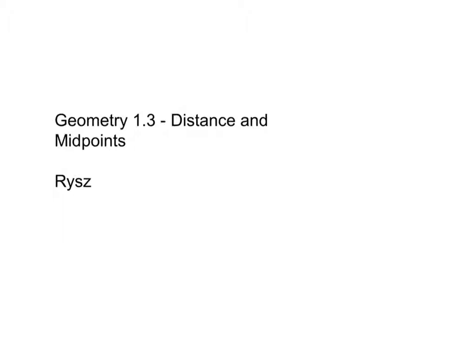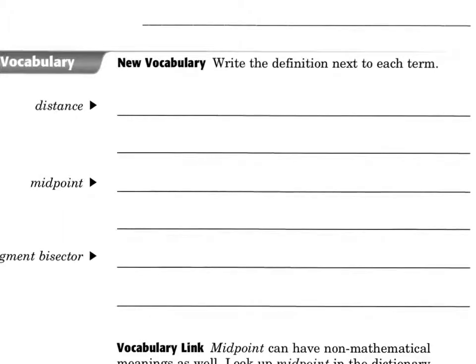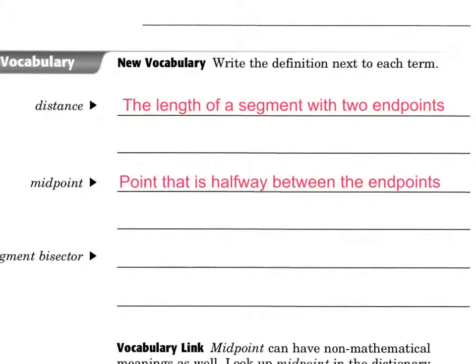Alright, let's first start with definitions. Okay, so we got distance, and that is the length of a segment with two endpoints. So it's the measure of how long something is. That is the distance from point A to point B. Next we have midpoint, and that is the point that is halfway between the endpoints. So midpoint is right in the middle.